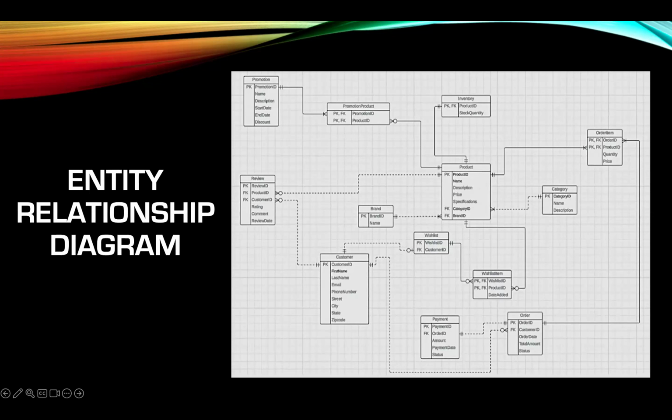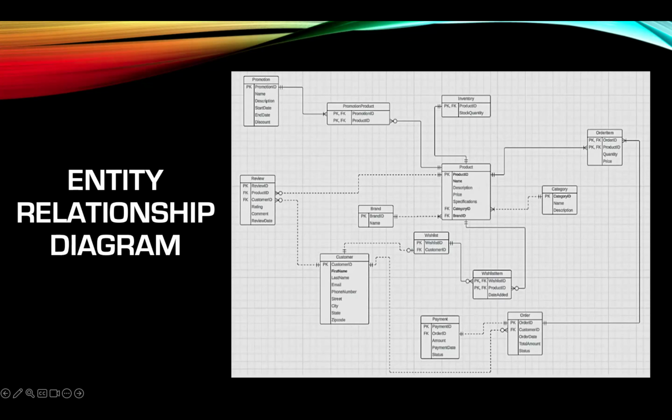The core entities of our database are product, customer, and order. Product has a many-to-one relationship with category and brand, and a one-to-one relationship with inventory. It also has a many-to-many relationship with the promotion entity, so we have added an intermediate table called promotion product to resolve the many-to-many relationship into one-to-many.